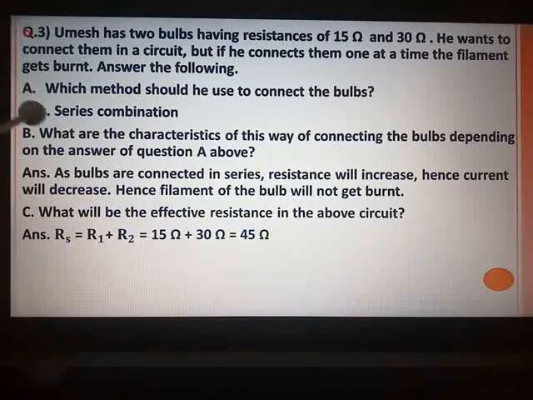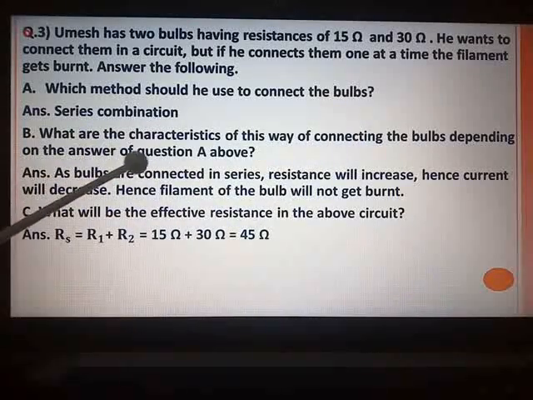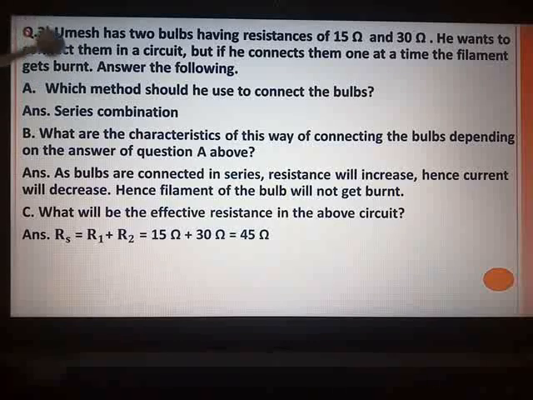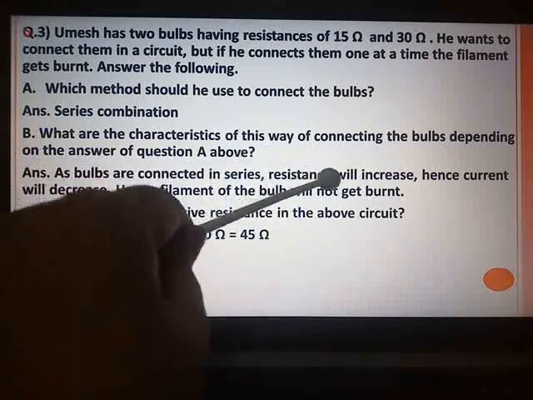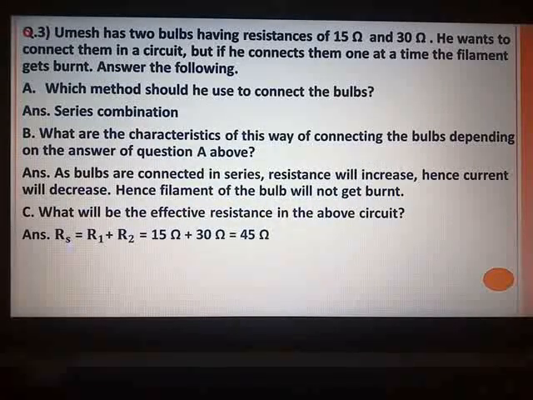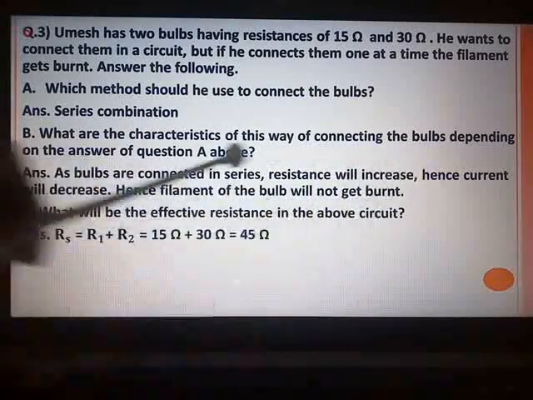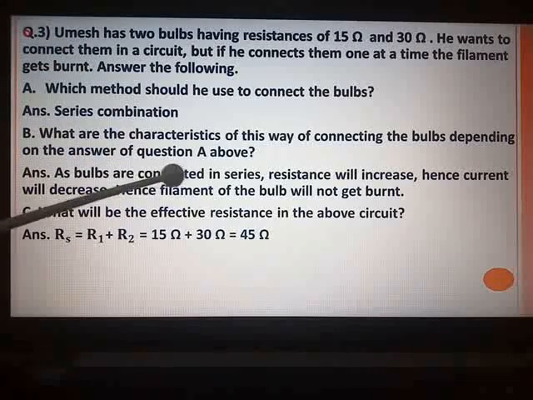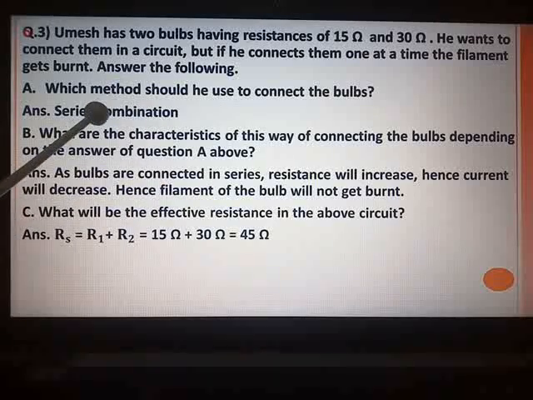Second is, what are the characteristics of this way of connecting the bulbs, depending on the answer of question A? So what is your answer for question A? Series combination. So the characteristics for series combination, here you have to mention, as the bulbs are connected in series, what will happen? Resistance will increase. See the last characteristic which you have studied: this combination is used to increase the resistance in the circuit. So resistance will increase, so current will decrease, and hence the filament of the bulb will not get burnt. And hence he should connect them in series.